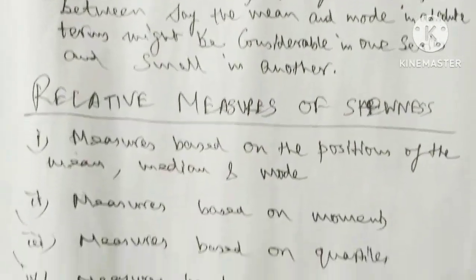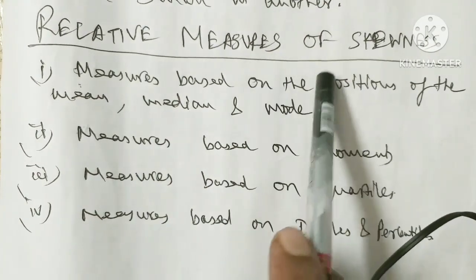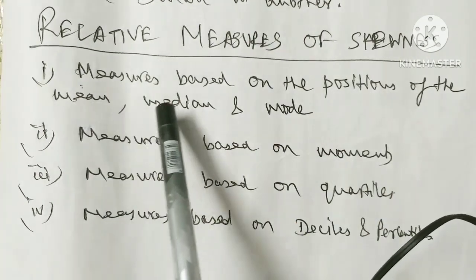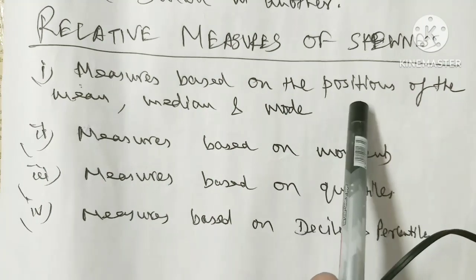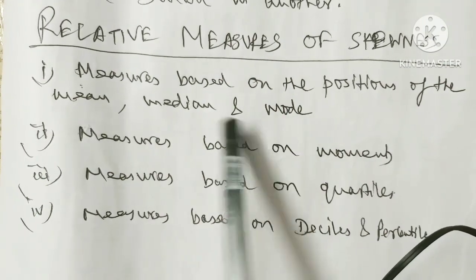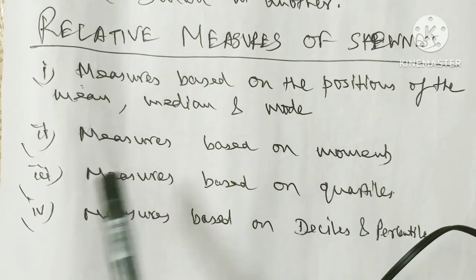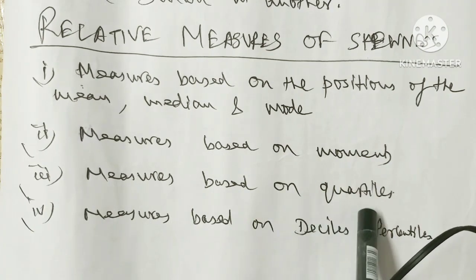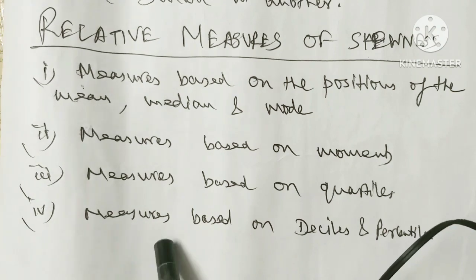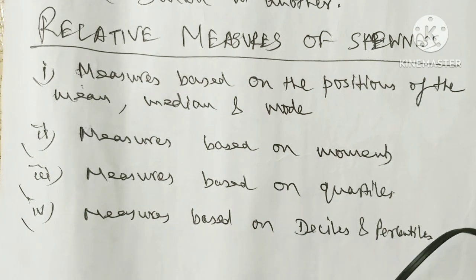Now we focus on relative measures of skewness. Number 1, measures based on the positions of the mean, median and mode. Number 2, measures based on moments. Number 3, measures based on quartiles. And number 4, measures based on deciles and percentiles.